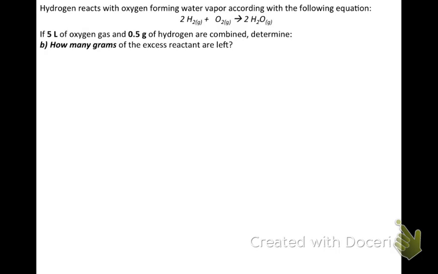We know that hydrogen is a limiting reactant. We start with 0.5 grams of hydrogen. And now we want to know how many grams of the excess reactant, which we know is oxygen, are left. So I need to go from grams of hydrogen to grams of oxygen, or I can take the liters I have in the previous problem. Let's do the first part.